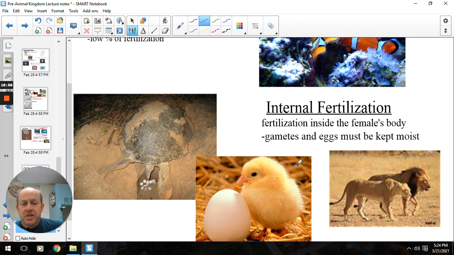Now, after fertilization, depending on the animal, they might get rid of the eggs outside, like reptiles and birds, or they might have what's called live birth. And we'll talk about that when we get into mammals and birds and reptiles later on.